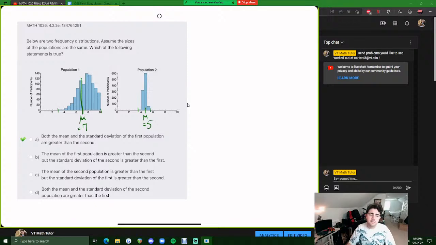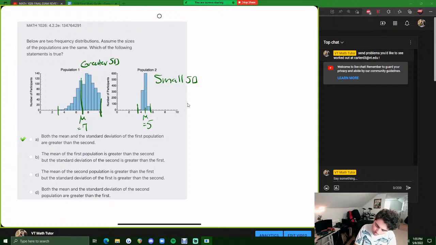And then standard deviation is describing the spread of the data. How spread out is it? The more spread out it is, the higher the standard deviation is. So this data set is more spread out, so this has a larger or greater standard deviation. Whereas this one is very narrow. It's very tightly packed data. It's not as spread out, which means it has, I'll just say, a small standard deviation.